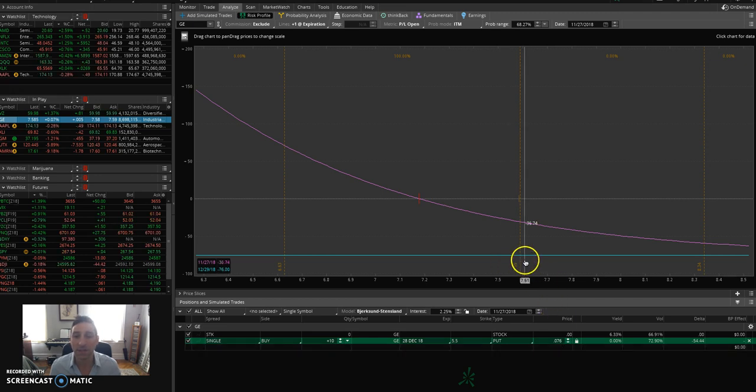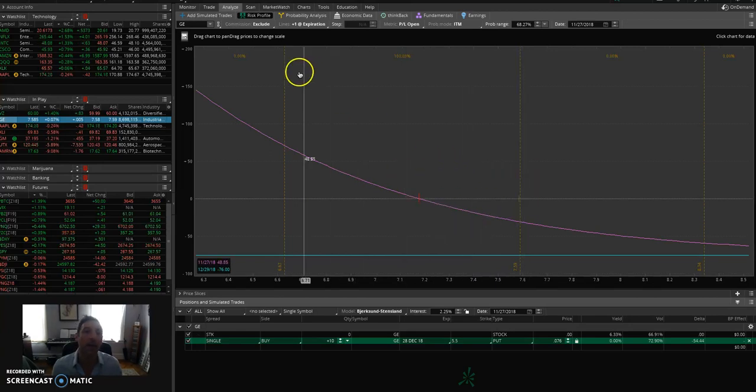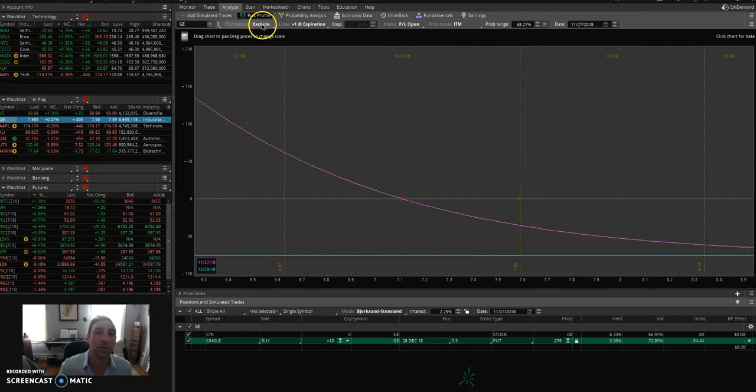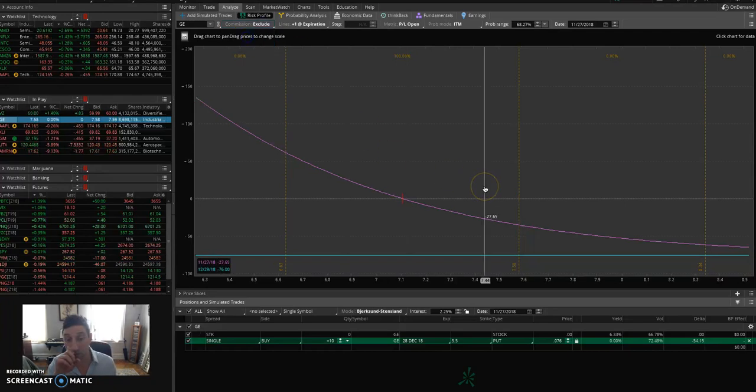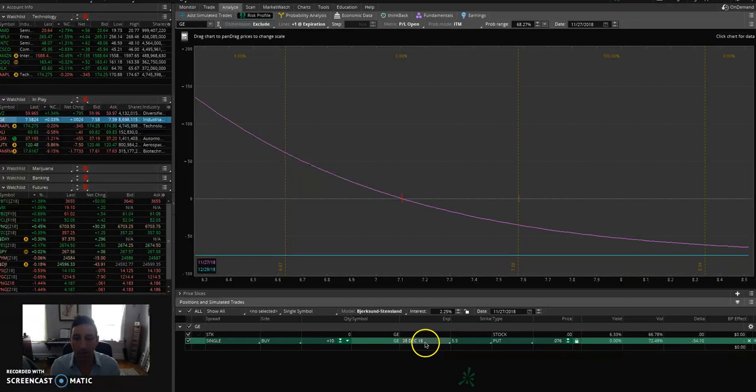So what this does is it calculates your price targets for your profits. It's going to calculate your theta decay. It's going to calculate commissions over here if you want to include your commissions. I use Robinhood, so I don't have to worry about commissions. So that's on exclude. Right here is the date of when it expires, December 28th, just so you remember that.